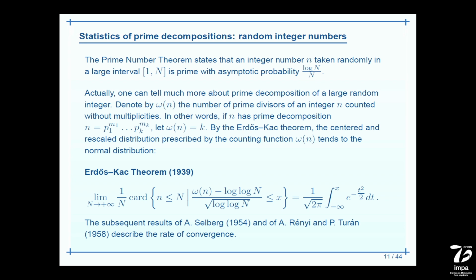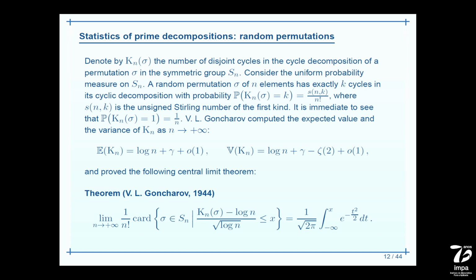And here's another example. So let's consider permutations. And in this setting, I will consider uniformly random permutations. So we fix number n of elements. We consider n factorial permutations. We assume that they're equidistributed, equiprobable. We take, by chance, a permutation. And the question is, what can one say about decomposition of this random permutation in the product of cycles.